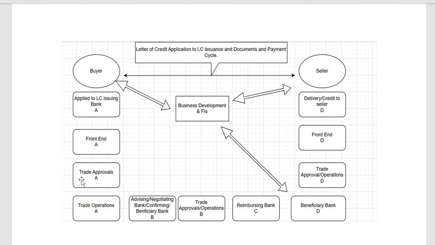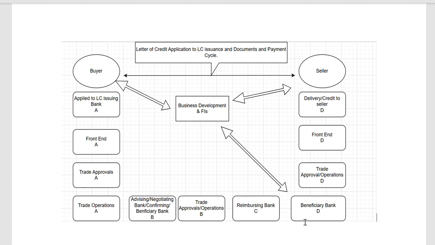So basically, if they have the facility, they will block the facility and they will issue the LC. Once they approve, the LC application will go to the trade operations team. Just for our convenience, I have mentioned the issuing bank as Bank A and the beneficiary bank as Bank B. And if there is any reimbursement bank involved, then it's Bank C, and then Bank D. Bank D is subjective; it's optional.